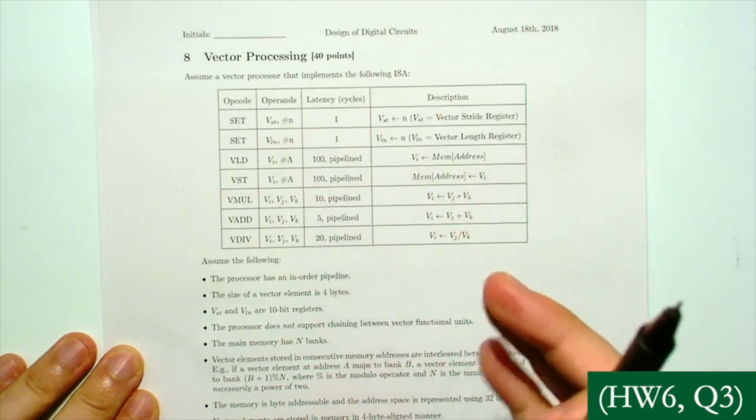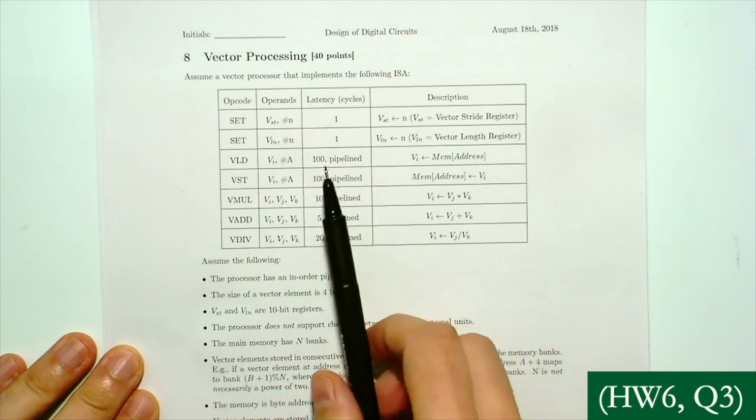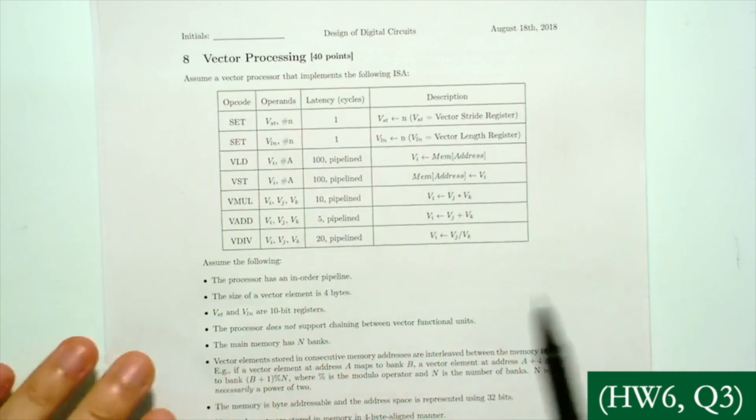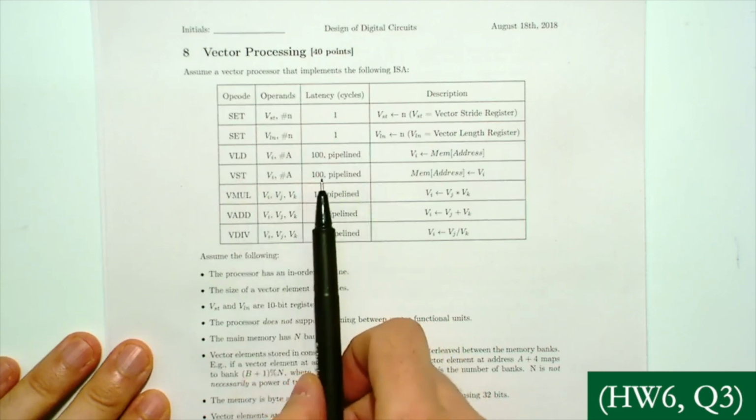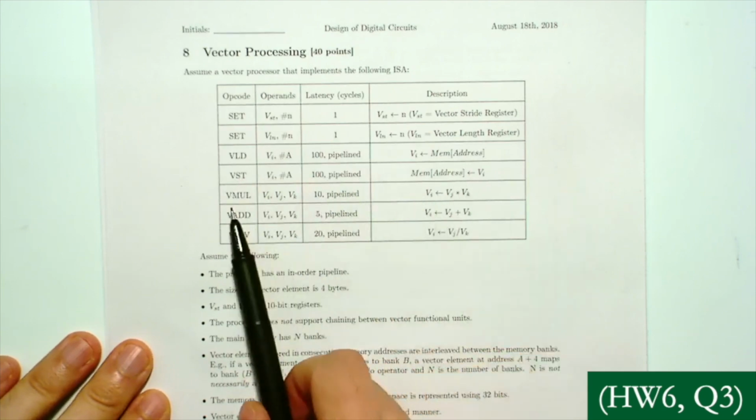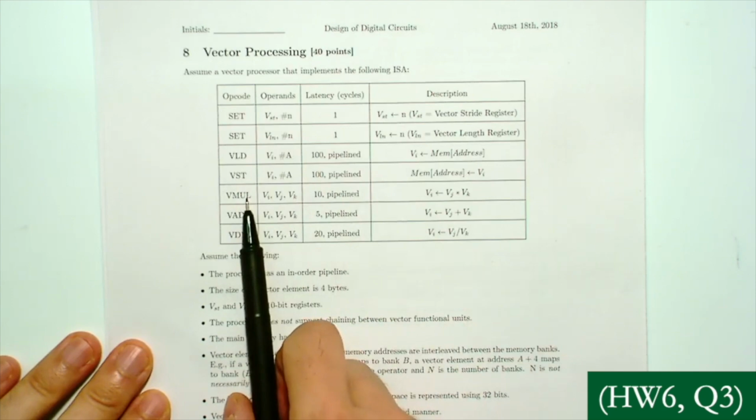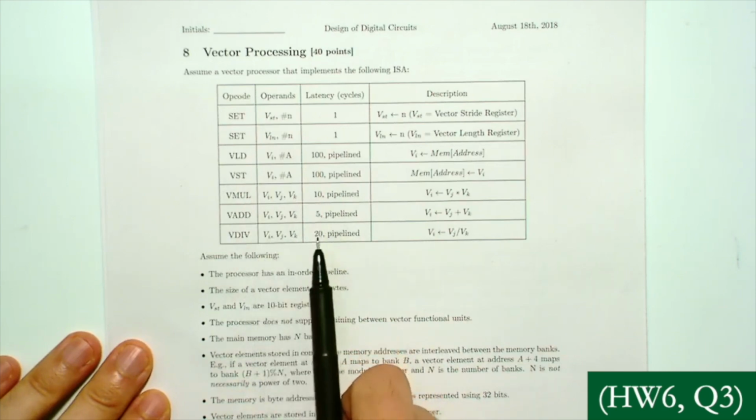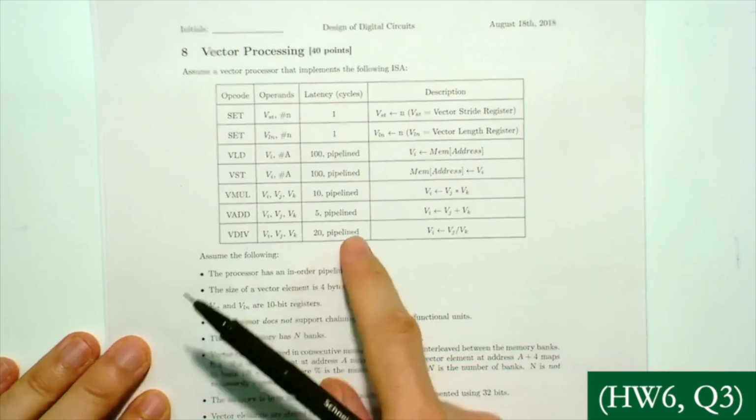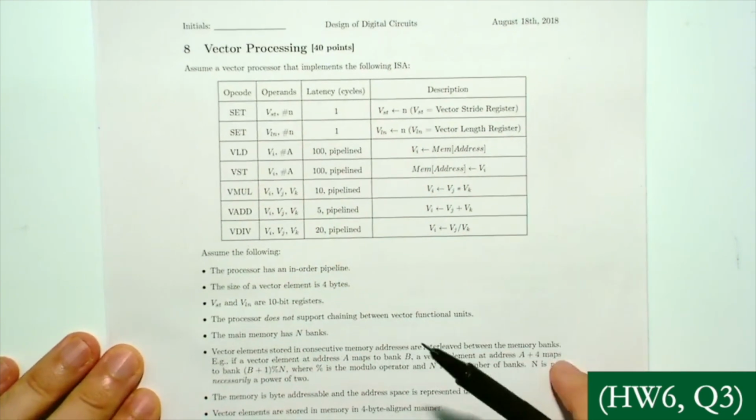100 latency per load, but they are pipelined. We can initiate one per cycle. The same for stores. We have 100 latency, pipelined. Multiply 10 cycles, add 5 cycles, and divide 20 cycles, all of them pipelined.